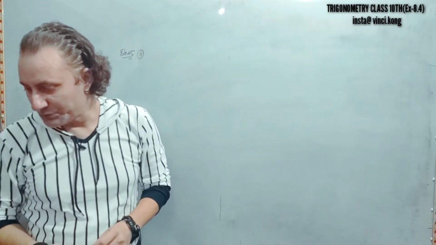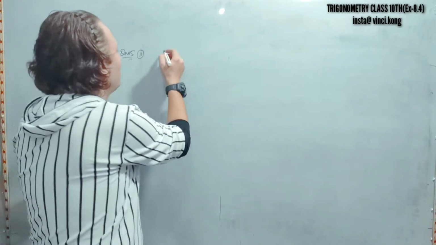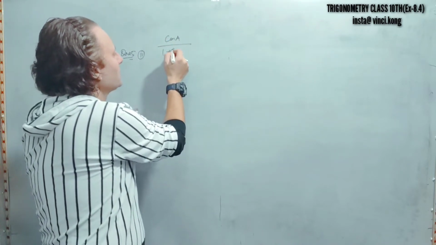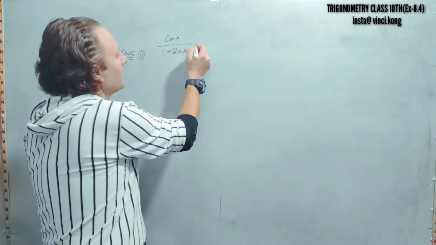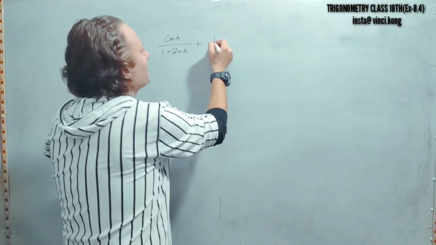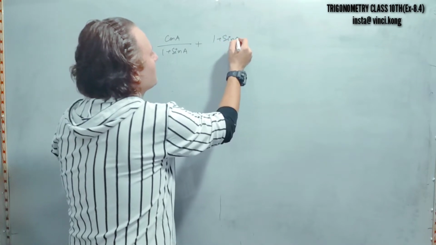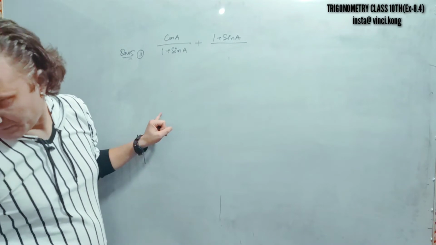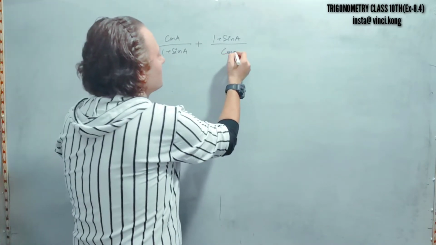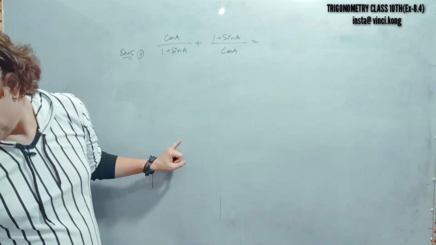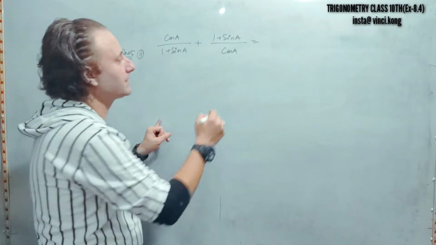Now part number 2 says cos A upon 1 plus sin A, plus 1 plus sin A upon cos A is equal to twice sec A.